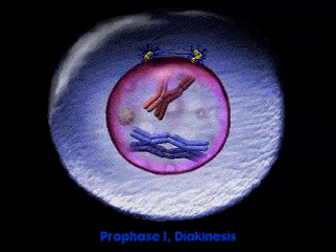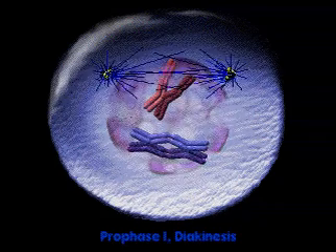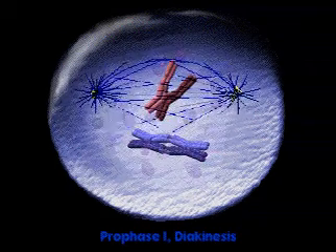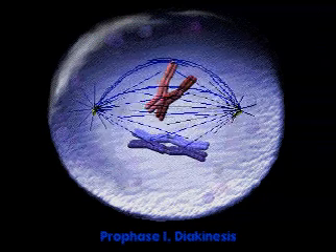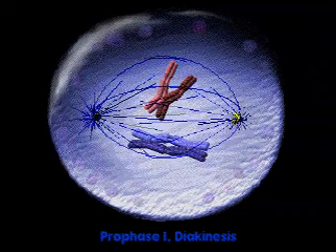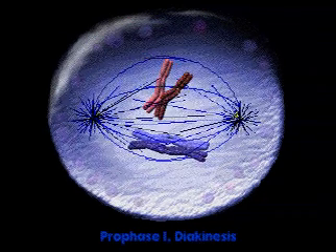In diakinesis, the nuclear membrane breaks down into small vesicles, which become dispersed in the cell, and the meiotic spindle forms between the duplicated centrioles as they move apart to opposite poles.